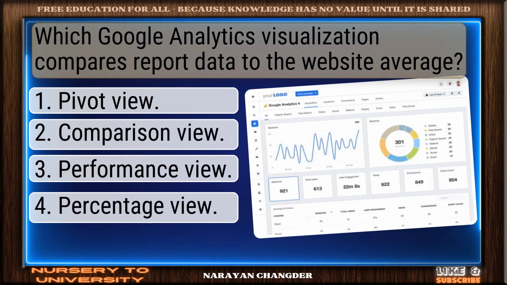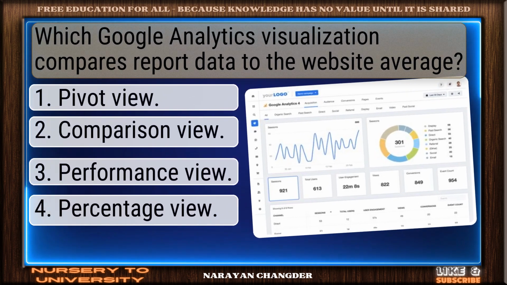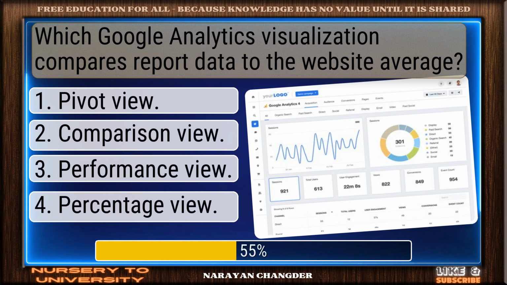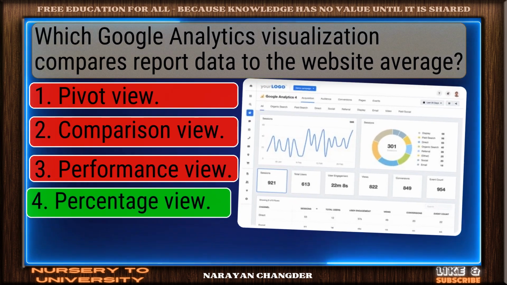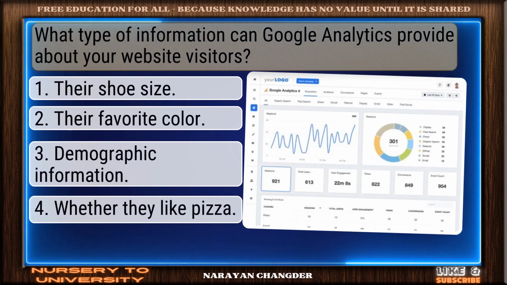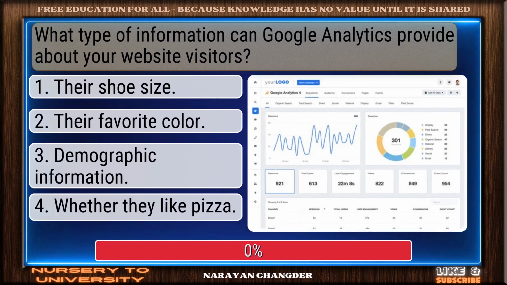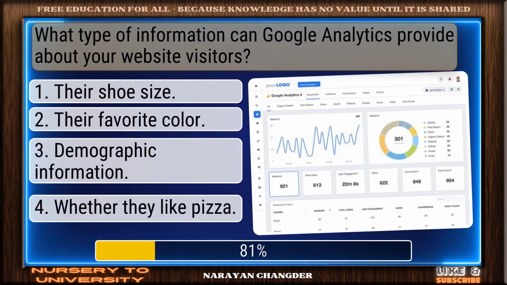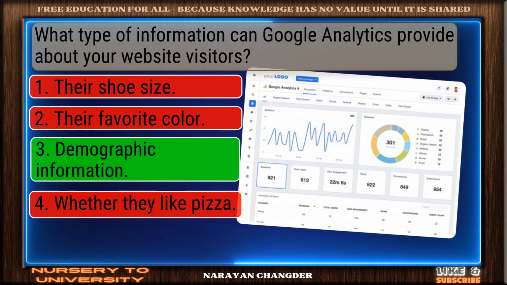Which Google Analytics visualization compares report data to the website average? Valid point. Percentage view is true. What type of information can Google Analytics provide about your website visitors? Exactly. Demographic information makes sense.